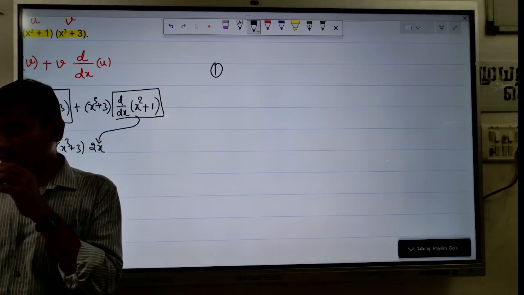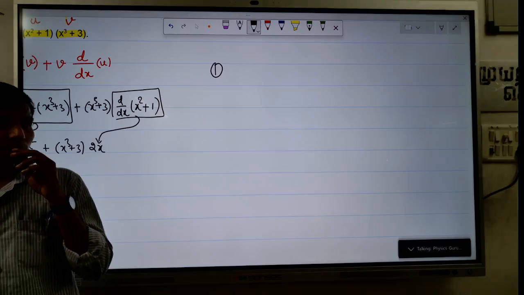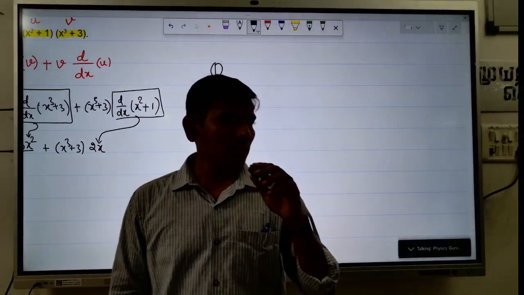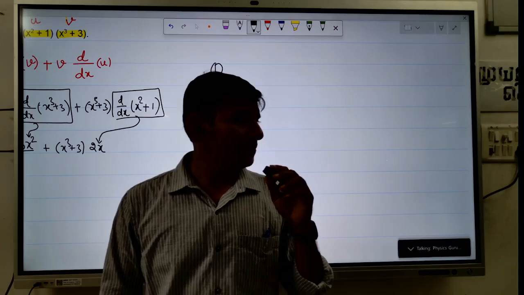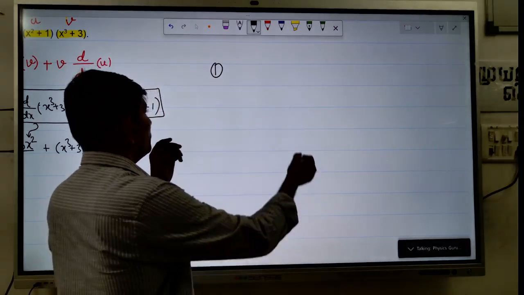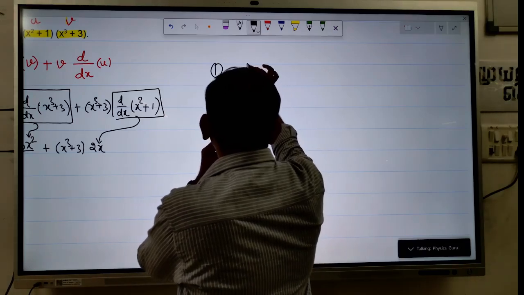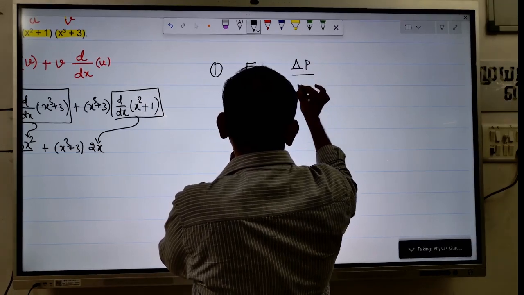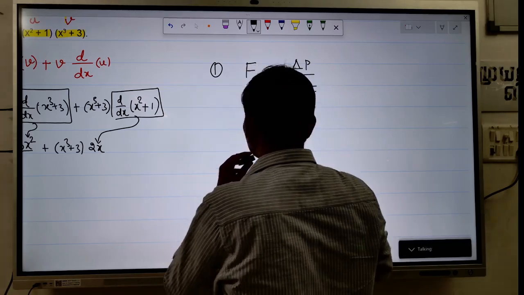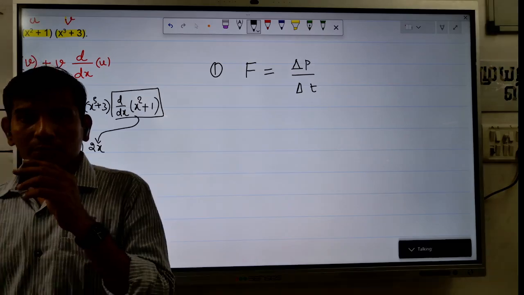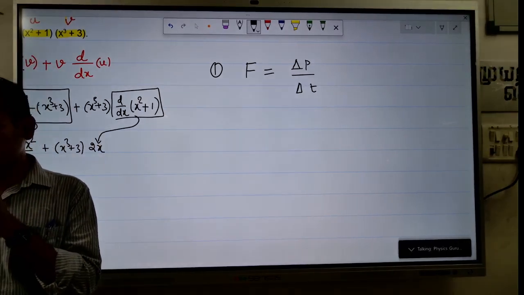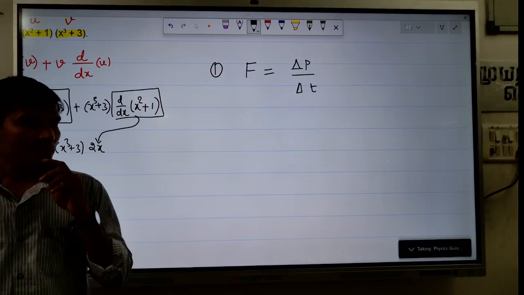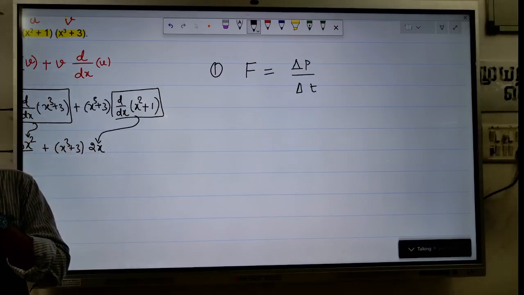Okay? Now comes the third law. So let's leave the first and third laws. We will stick to the second law. According to the second law, the force is equal to change in momentum with respect to change in time. I hope you remember this. Change in momentum with respect to change in time.